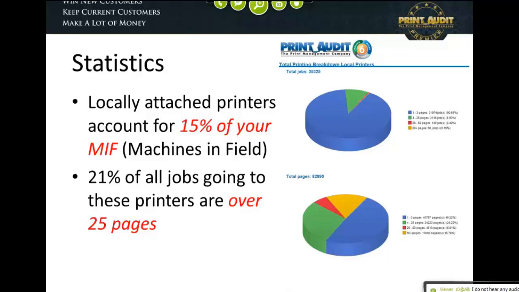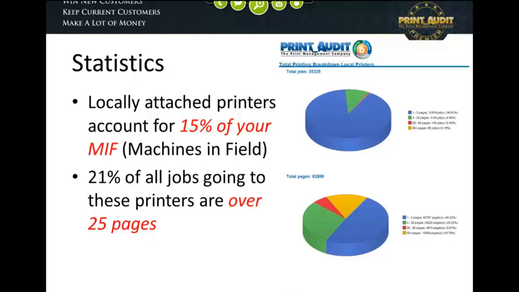Now, as I said, we take this information from hundreds of databases, millions and millions of print jobs, and this is an overall average of the local printers that we've always seen in our accounts with Print Audit 6. 21% of all jobs going to these printers are over 25 pages, which is absolutely the wrong way to be using these printers.